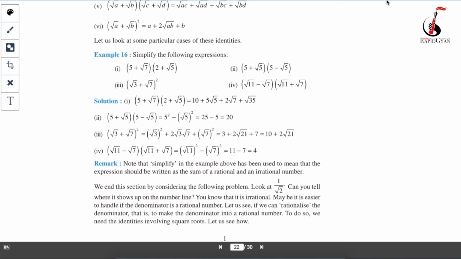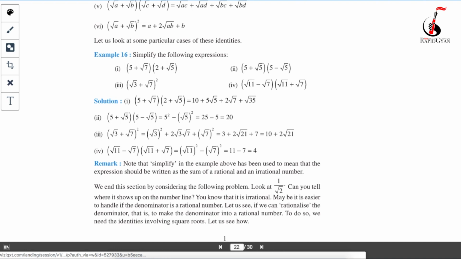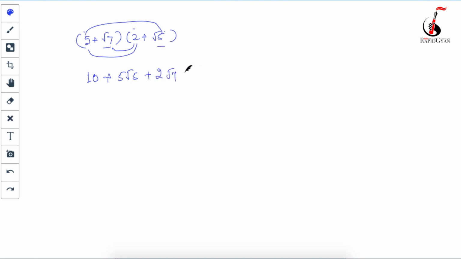5 plus root 7 multiplied by 2 plus root 5. What you will have to do? Simple multiplication. First multiply 5 with 2, then this, then root 7 with this. So I will do 5 multiplied by 2. 5 multiplied by 2 will give me 10, plus this will give me 5 root 5, plus this will give me 2 root 7, and root 7 into root 5 will give me root 35. That's your answer. Very simple.